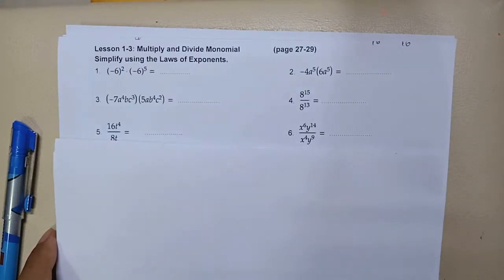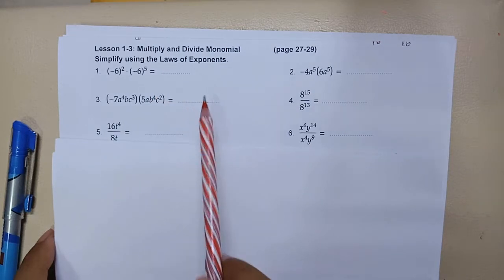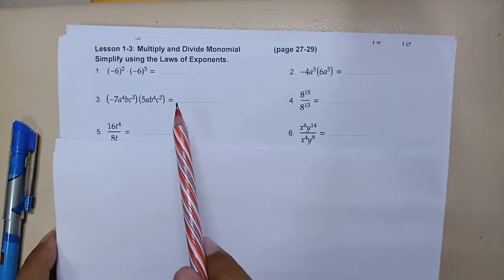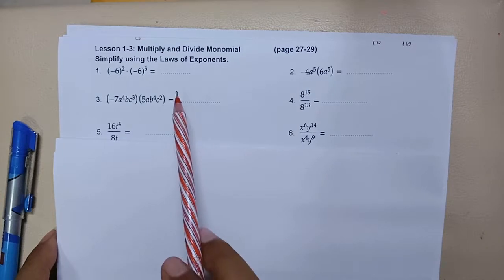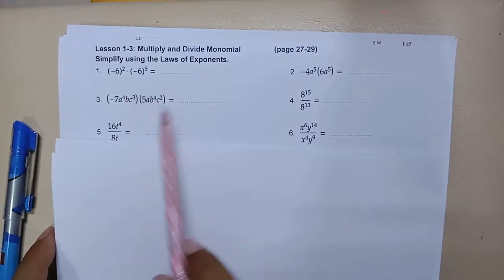Math Course 3, Chapter 1, Lesson 3: Multiply and Divide Polynomials. Multiply and divide monomials. Simplify using the laws of exponents. Be sure your answer is in exponential form.